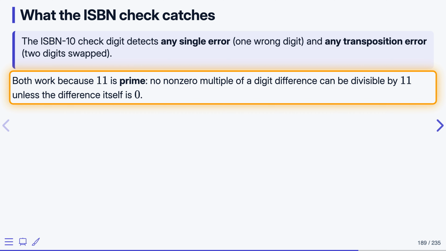Both properties come from the modulus being 11, a prime. When you work mod a prime, a product can only be 0 if one of its factors is 0. So a small change in a digit can never be cancelled out by the weight. That is why book numbers use 11, and it is a lovely piece of applied number theory.